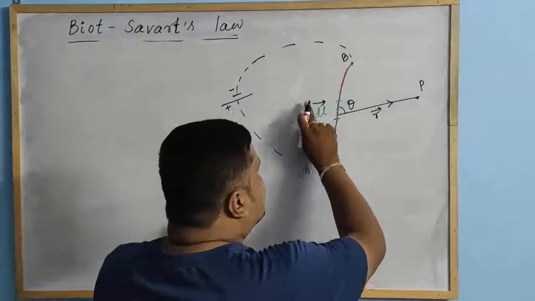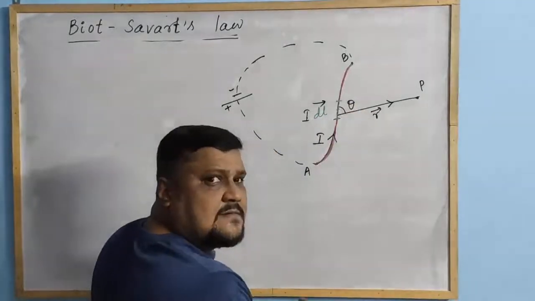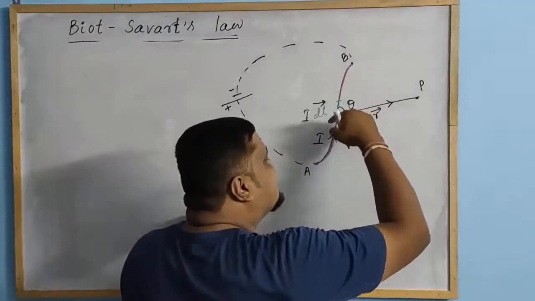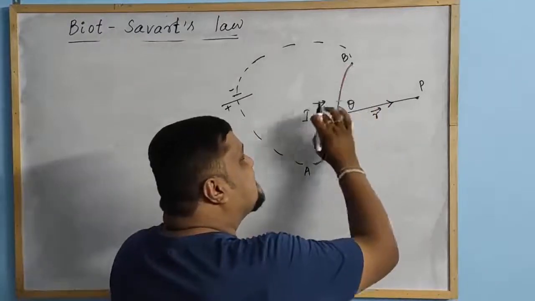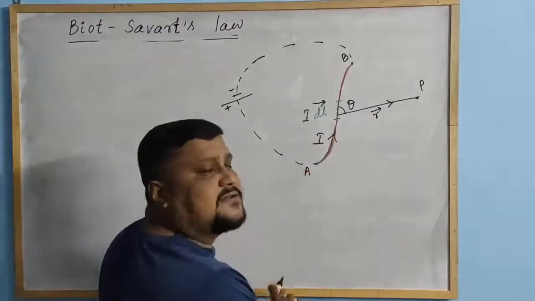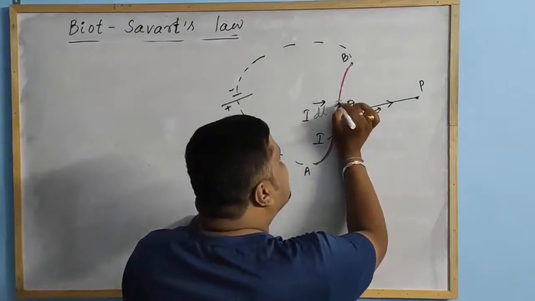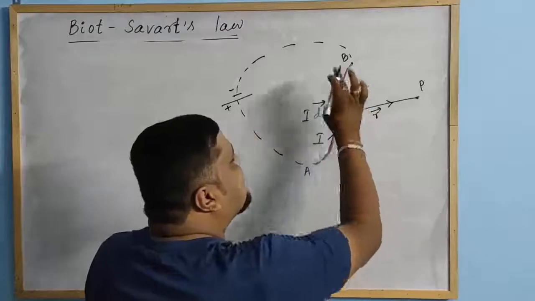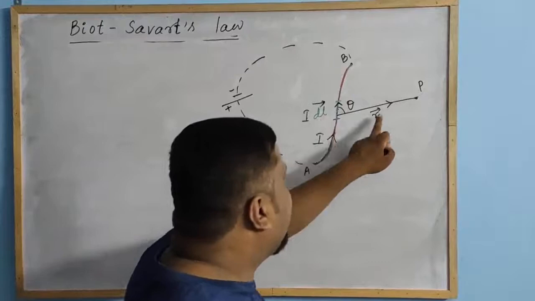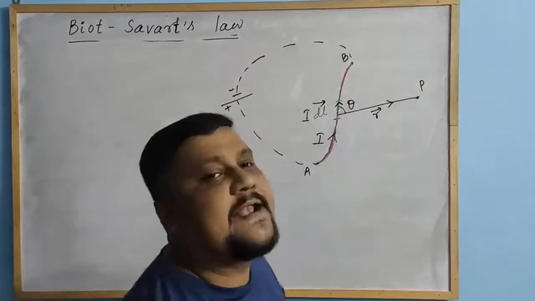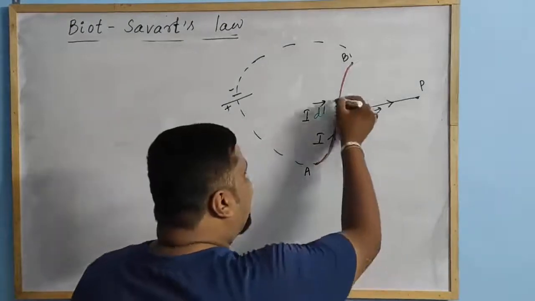Now this Idl, what is its direction? Its direction is along the direction of current, and magnitude is I into the magnitude of dl. So this current element has direction like this. This is the direction of current, so Idl is along this direction. The current element Idl and the position vector R make an angle theta. That is the point. So what this law states, for this current element Idl.